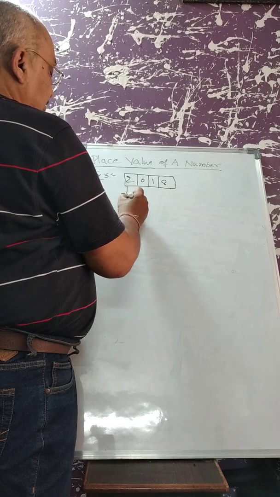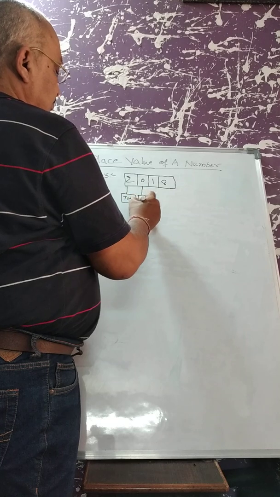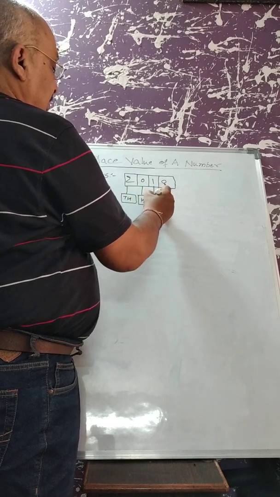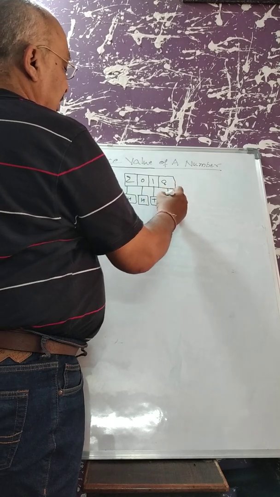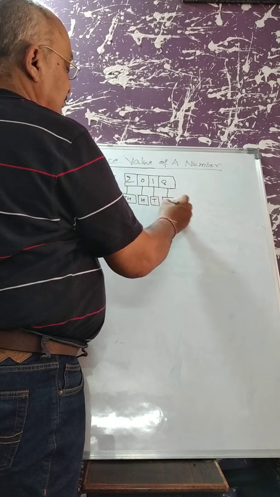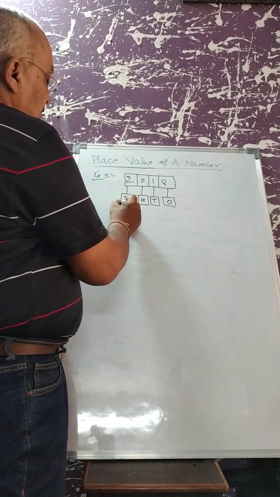This 2 is at the place of 1,000, 0 is at the place of 100, 1 is at the place of 10, 8 is at the place of 1s. Okay.